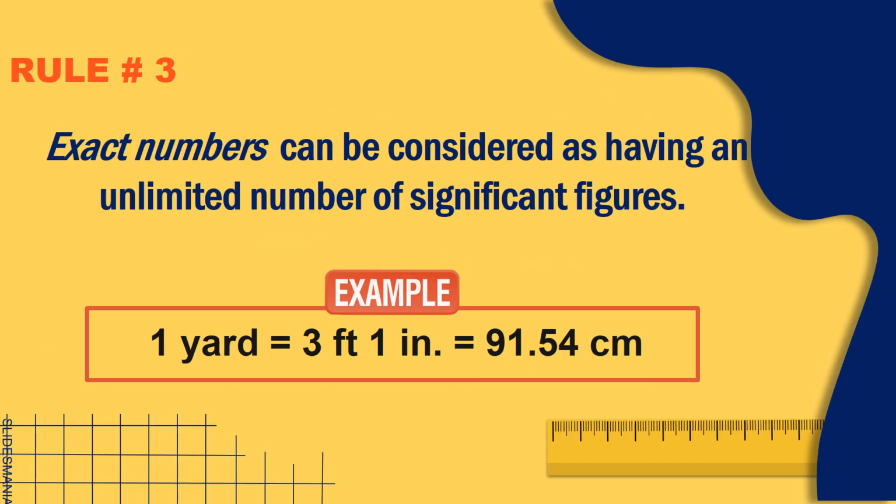For rule number 3, exact numbers can be considered as having an unlimited number of significant figures. Okay, for example, we have 1 yard. So if the given is 1 yard, of course we have one significant figure. But then 1 yard is also equivalent to 3 feet and 1 inch, right? And 3 feet and 1 inch is also equal to 91.54 centimeters. That is why exact numbers are not applicable to significant figures.